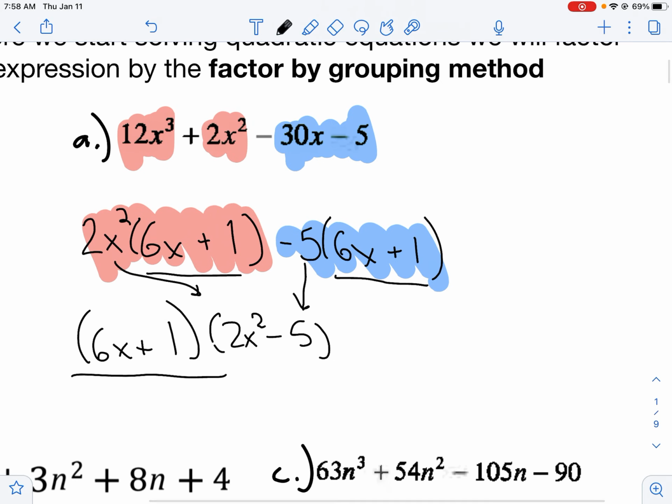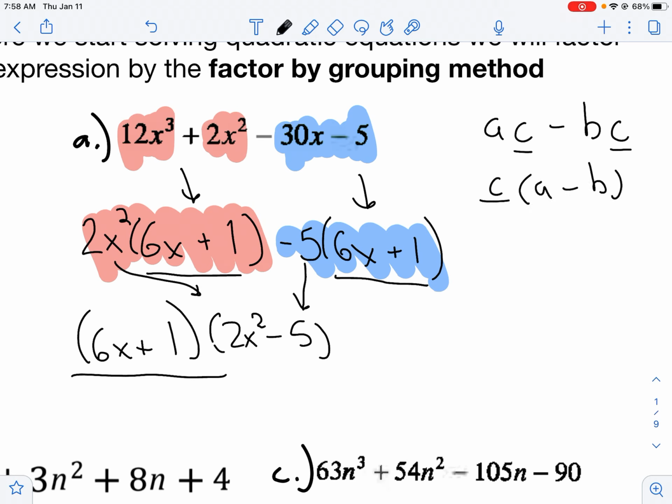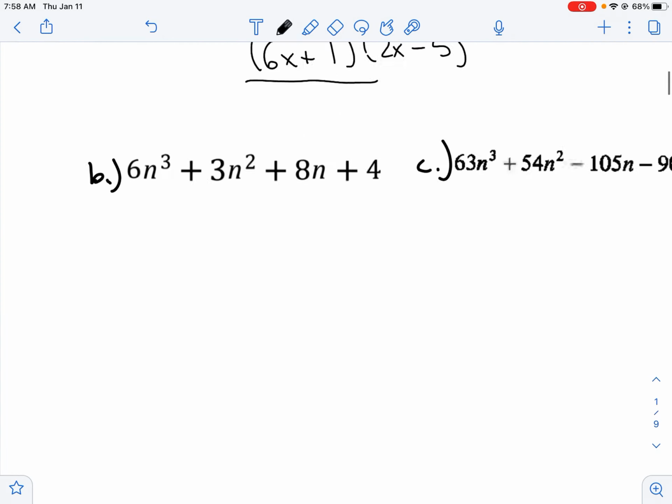You see this right here? That's just like having AC minus BC, right? You pull the C out, but you think of them as one term. See how the remaining terms, the 2x squared and the minus 5, go right there. Okay, all right, let's just continue to do this.